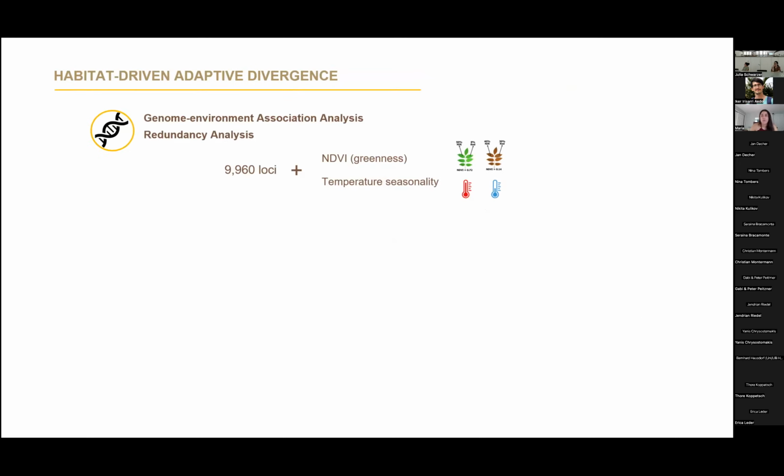Then we studied the habitat-driven adaptive divergence, and we implemented two genome-environment association analyses. Here I'm going to show you the results from the redundancy analysis, where we used almost 10,000 loci and two environmental variables, the NDVI, or vegetation greenness, and the temperature seasonality. And here we got a really interesting result.